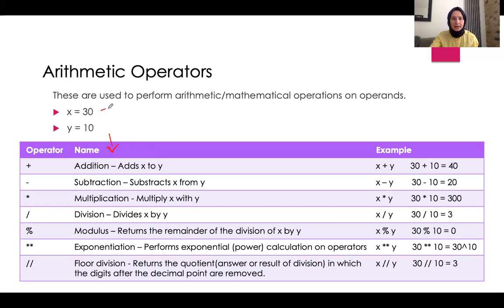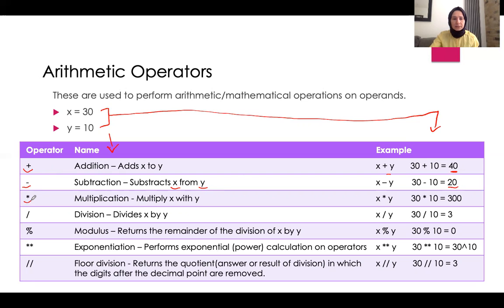So I assume that I have 2 variables, x equals 30 and y equals 10. And I will demonstrate them all here. So first of all, we have an addition operator. It adds x to y. When you look at this example here, x plus y equals 40. Then we have a subtraction. It subtracts y from x, and x minus y equals 20 on this example.